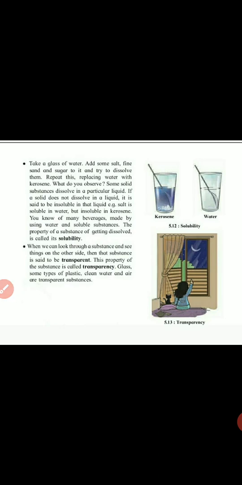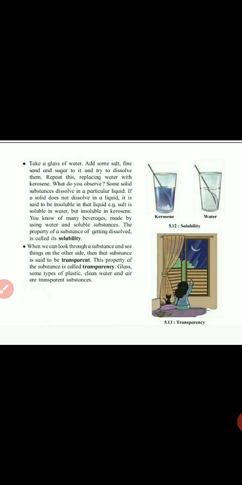Yes, children. So, you know that many drinks are made using water only. Yes, and they are soluble substances. So, the property of a substance getting dissolved is known as solubility. Some substances dissolve in particular liquids only, but most substances dissolve in water. Therefore, water is known as the universal solvent, children.